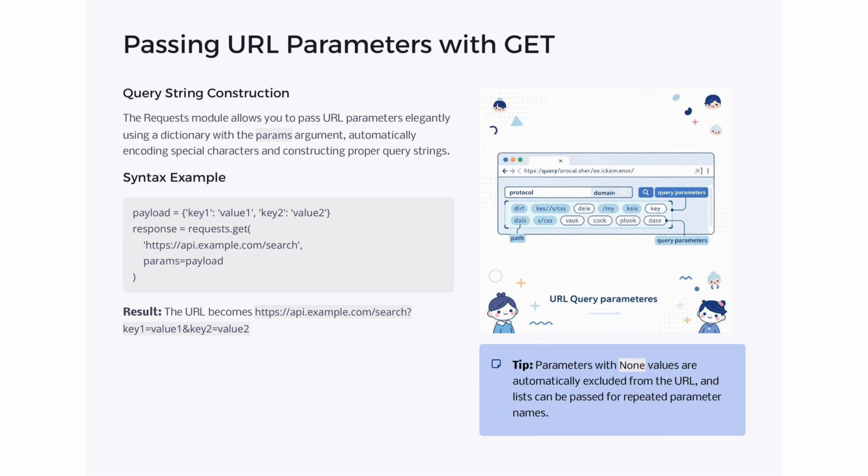Passing URL parameters with GET is streamlined using the requests module. By utilizing a dictionary with the params argument, you can automatically encode special characters and construct query strings. For instance, using payload = {'key1': 'value1', 'key2': 'value2'}, the URL becomes https://api.example.com/search?key1=value1&key2=value2. Parameters with None values are excluded, and lists can be used for repeated names.